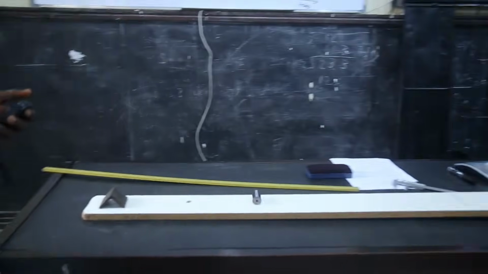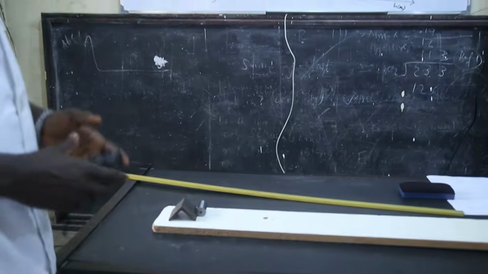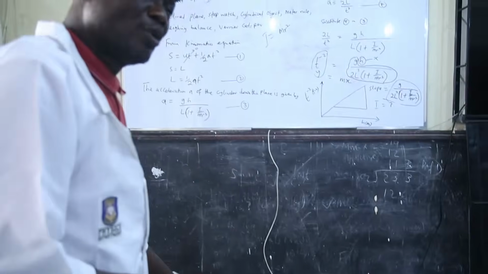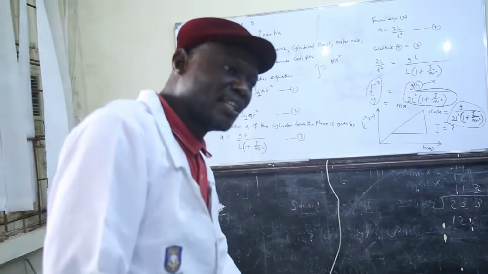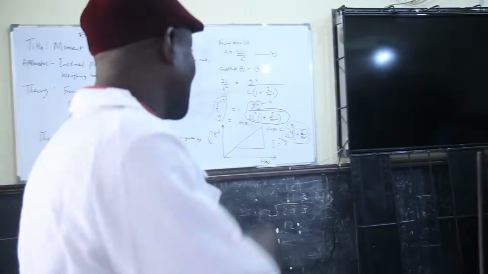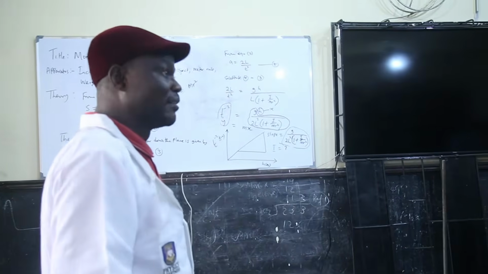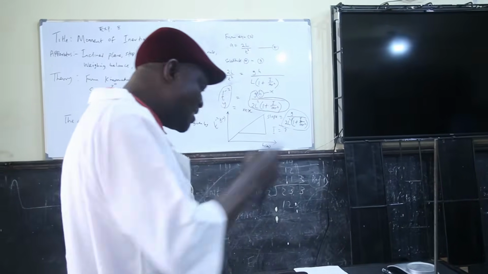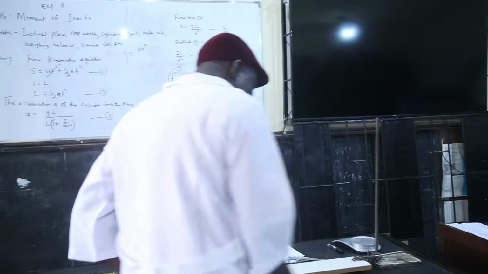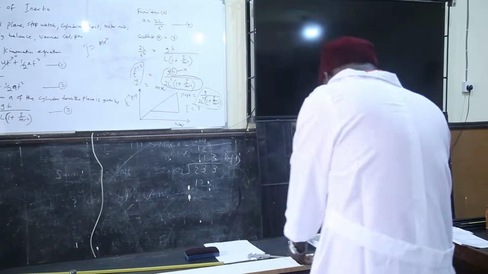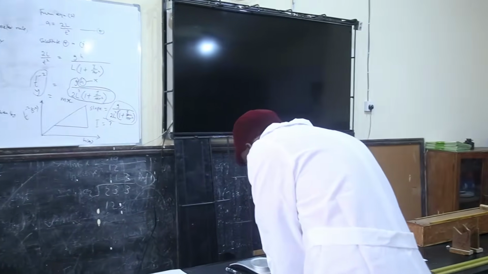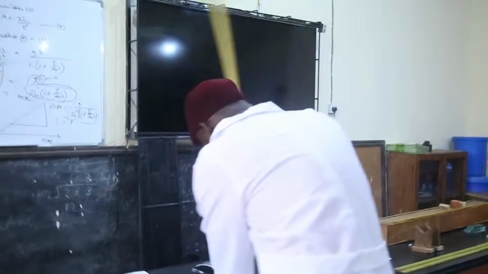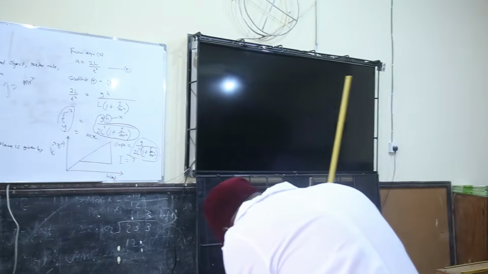Release it. I take the time T2. So you add the two, T1, T2 together, take the average, and do further whatever you are looking for. The next one is to increase h to 6 centimeter. You increase h, you take your ruler, measure h equals to 6 centimeter.